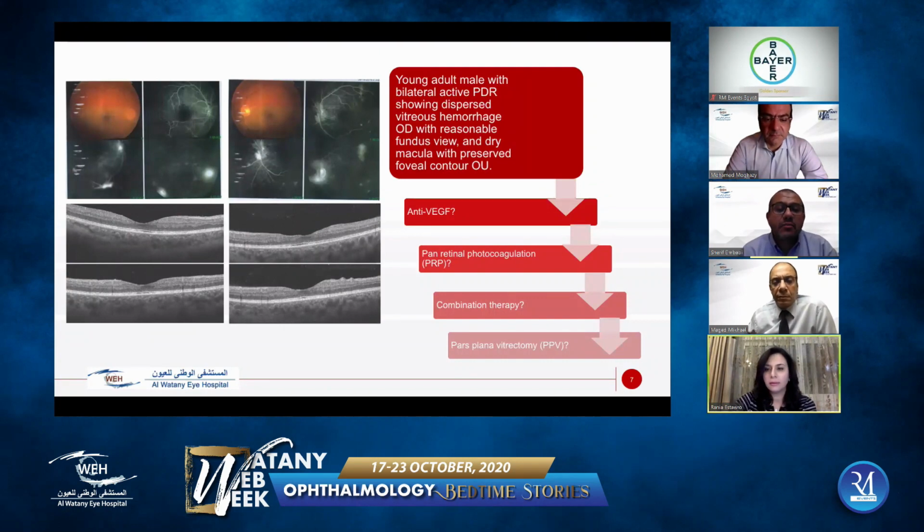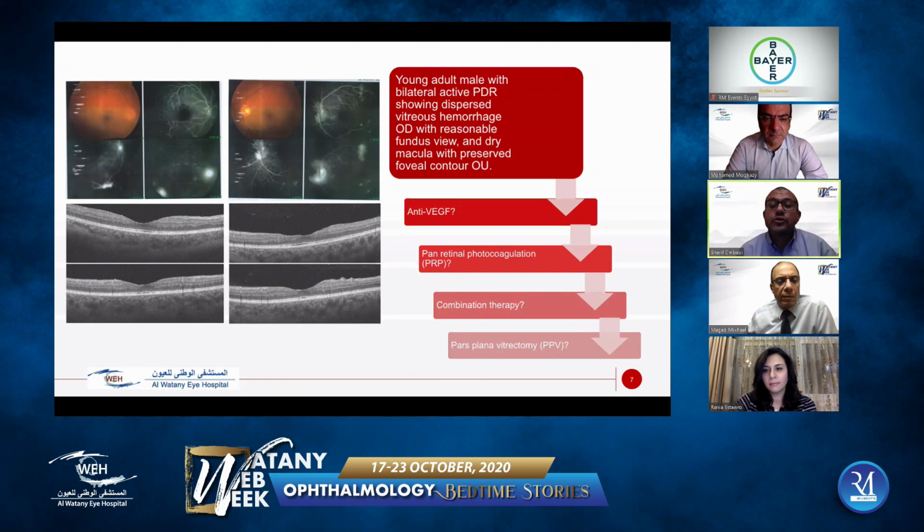Yes, there is a mild haze, but from the OCT, you have a clear view of the macula. So if there was a dense vitreous hemorrhage, probably wouldn't have been able to get a decent OCT. So I usually withhold my anti-VEGF treatment if I can do a PRP. And of course, with a little bit of haze, you have to go with a higher power. But again, you can do this under local anesthesia. So I would do a PRP and see how things will go.